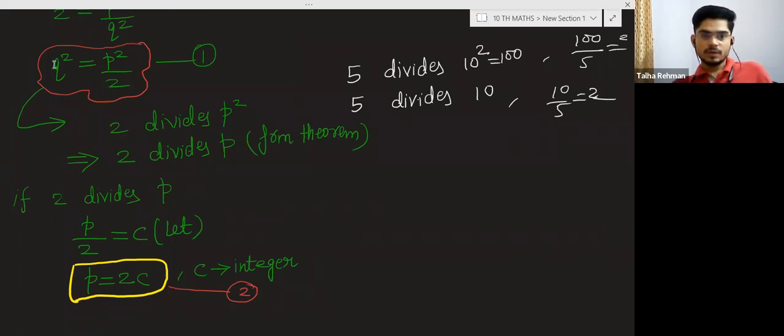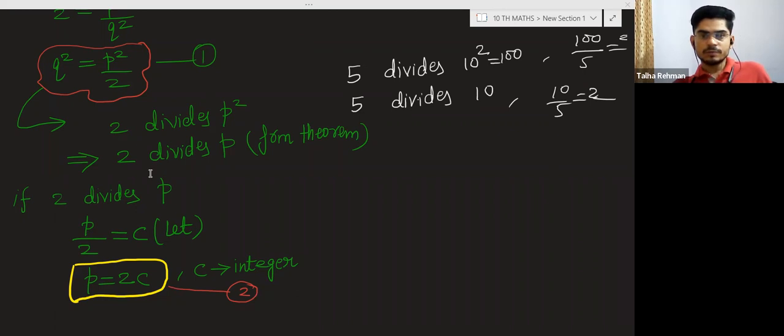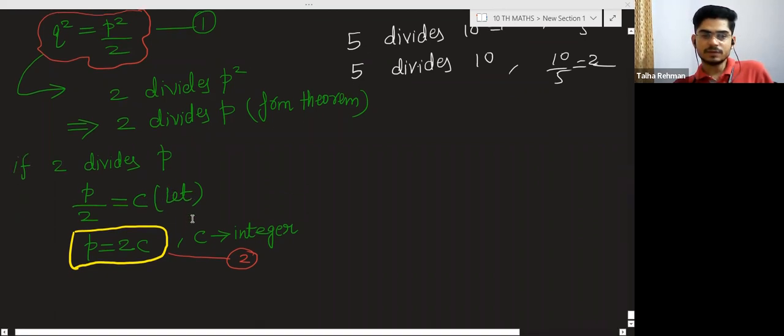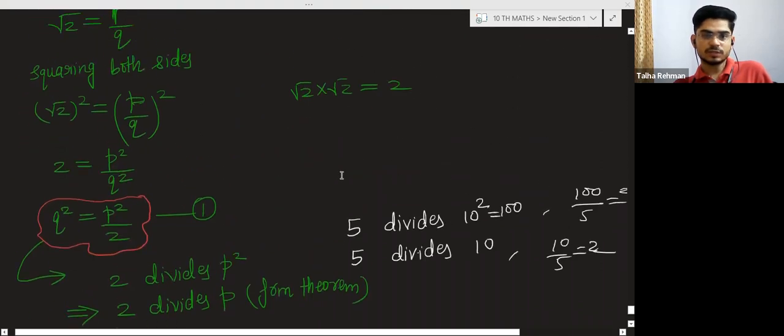Here, if 2 divides P, means P is divided by 2. Okay, good. Means P is divided by 2. So if P is divided by 2, we will get some result. We don't know the result, so we have considered C, and C is an integer. This is the equation number 2.